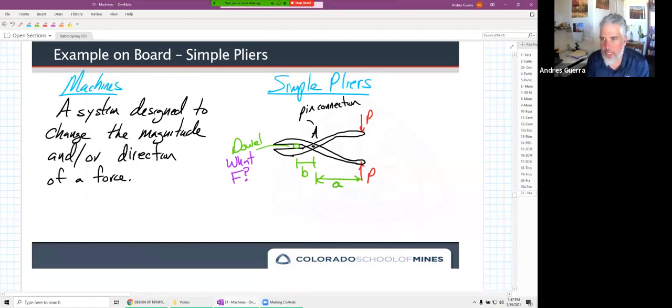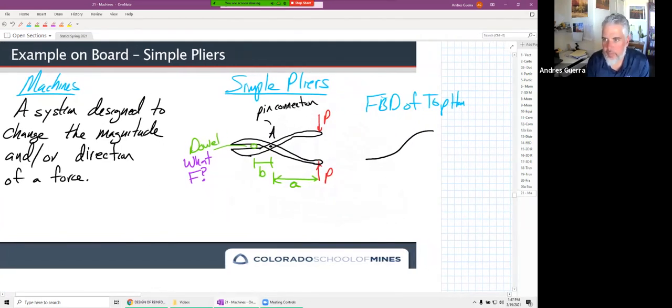It doesn't really matter. Why don't we just do an FBD of this one right there? So we'll do an FBD of the top handle. We're going to have, at point A, an AY and an AX, and I don't really care what direction I draw them in. We'll have our P over here.